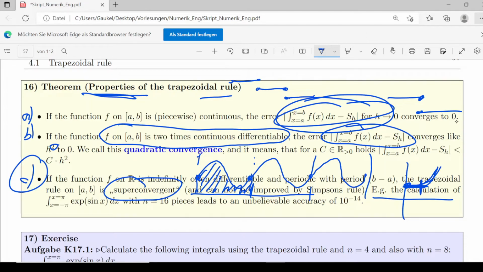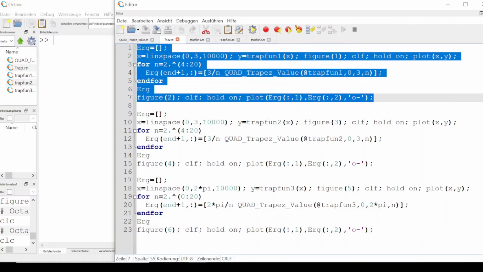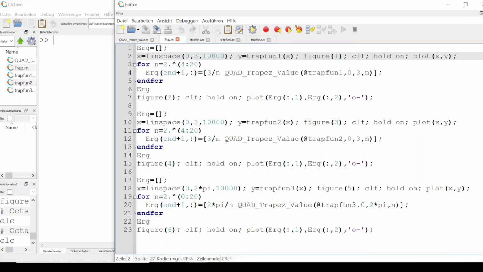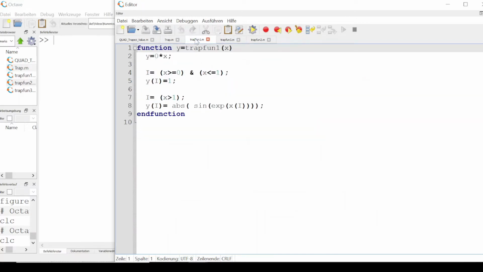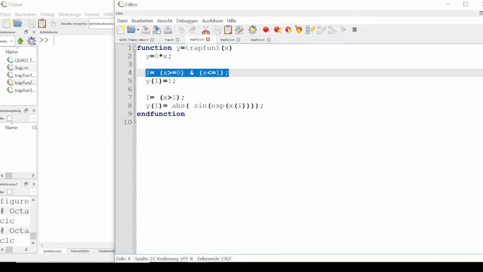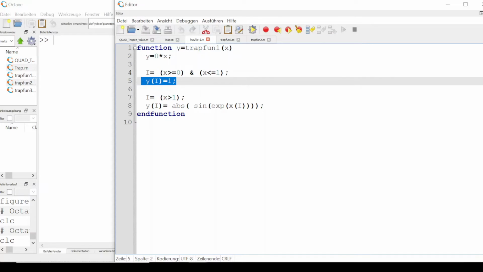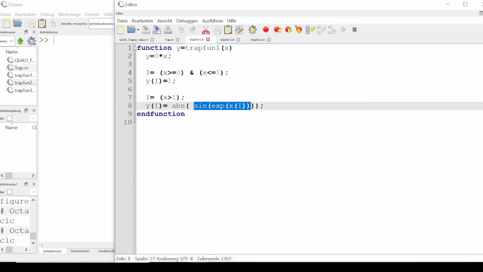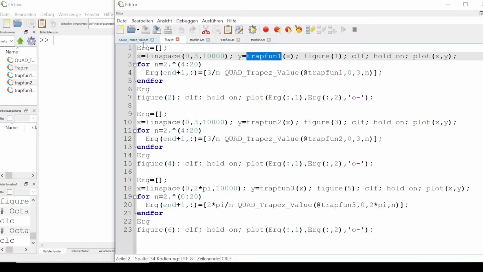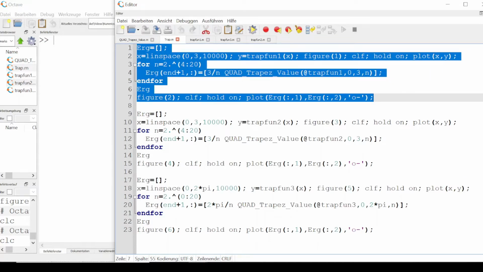So let's check that. Okay, I prepared some code. This is the code for our A part. We have a function, I named it trapezoidal function number 1, and this is this function. We will integrate our function from 0 to 3, and on the interval 0 to 1 we have the value 1, and outside of 0 to 1 we have sine of exponential of x, and then we take the absolute value. I will show you the function. Let's run that code.